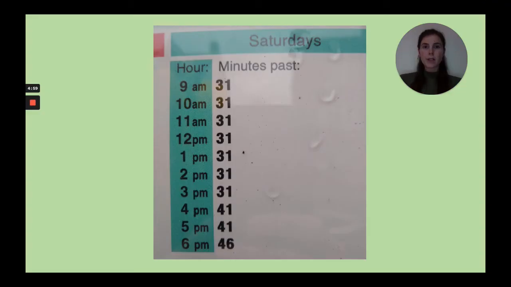It's really important to be able to use AM and PM correctly because we often use it in our everyday lives. This is a timetable from the bus stop outside of school. Can you tell at what time in the morning the bus will come? And what time will it come in the afternoon?